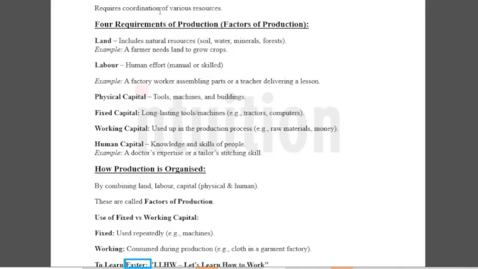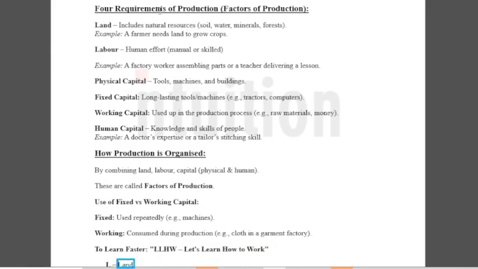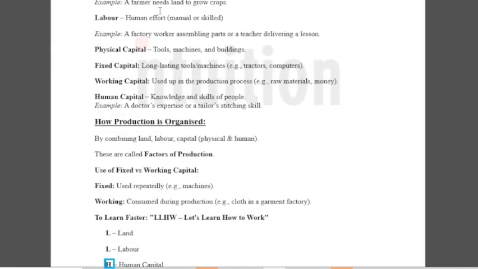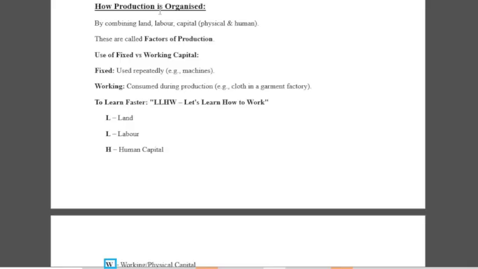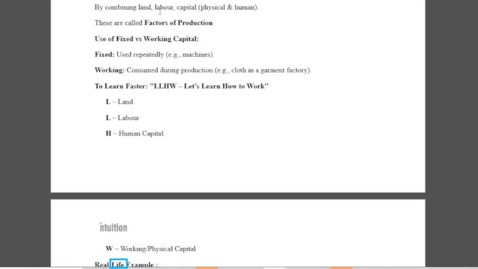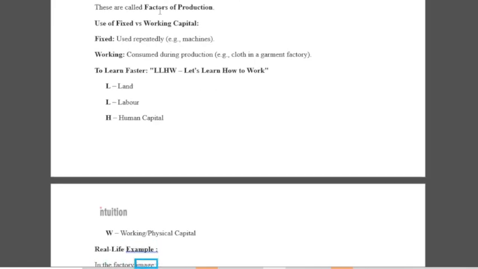To learn faster, LLHW: let's learn how to work. L, land. L, labor. H, human capital. W, working physical capital. Real-life example: in the factory image.